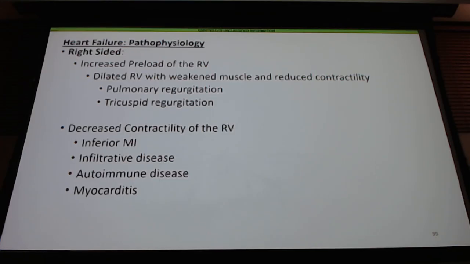And then you can also get it where you have increased preload of the right ventricle, where now you're getting an excessive amount. So things like pulmonary regurgitation or tricuspid regurgitation can then cause the right side to fail. And then conditions that cause decreased contractility, think of ischemic heart disease causing that.